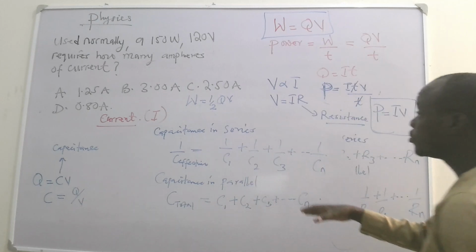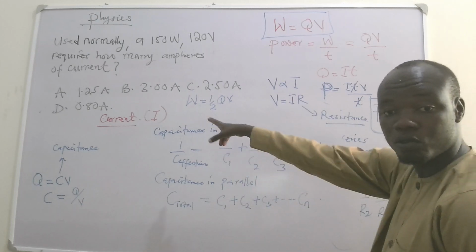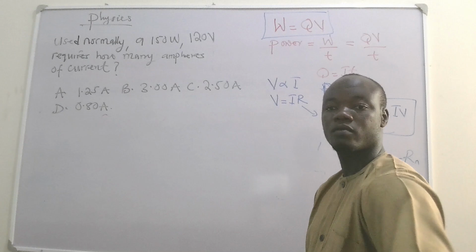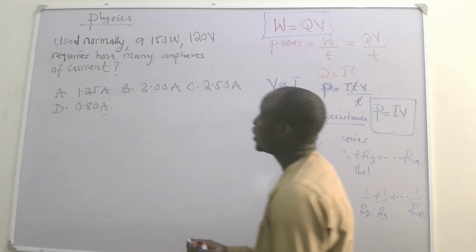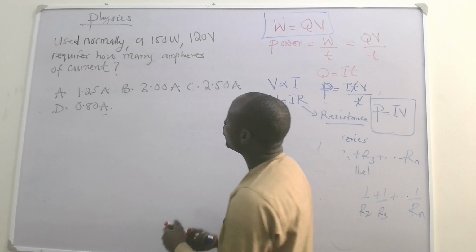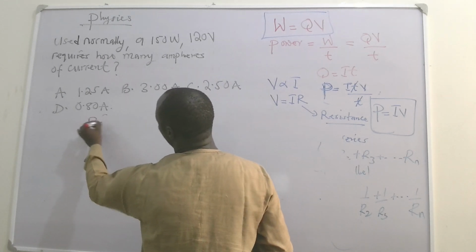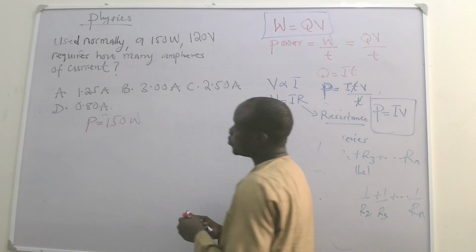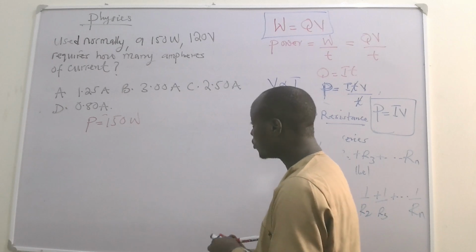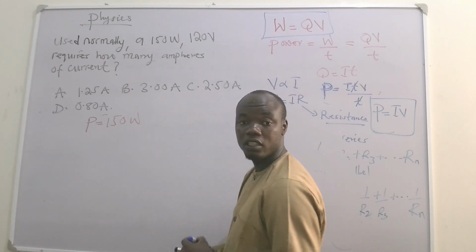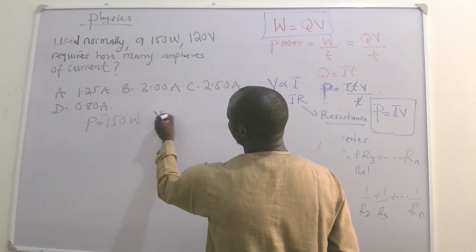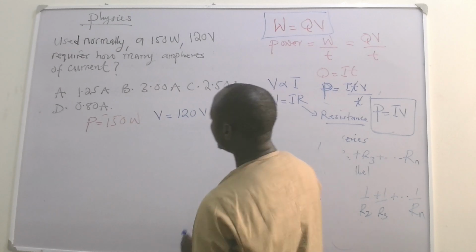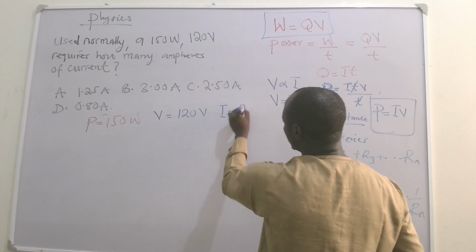So, ladies and gentlemen, without wasting much of our time, I think we need to look at the questions and solve. From the question, we have the following parameters. Number 1, we have power, which is in watts, 150 watts. And we have our voltage, which is also given as 120 volts. Then we calculate electric current, which is unknown.